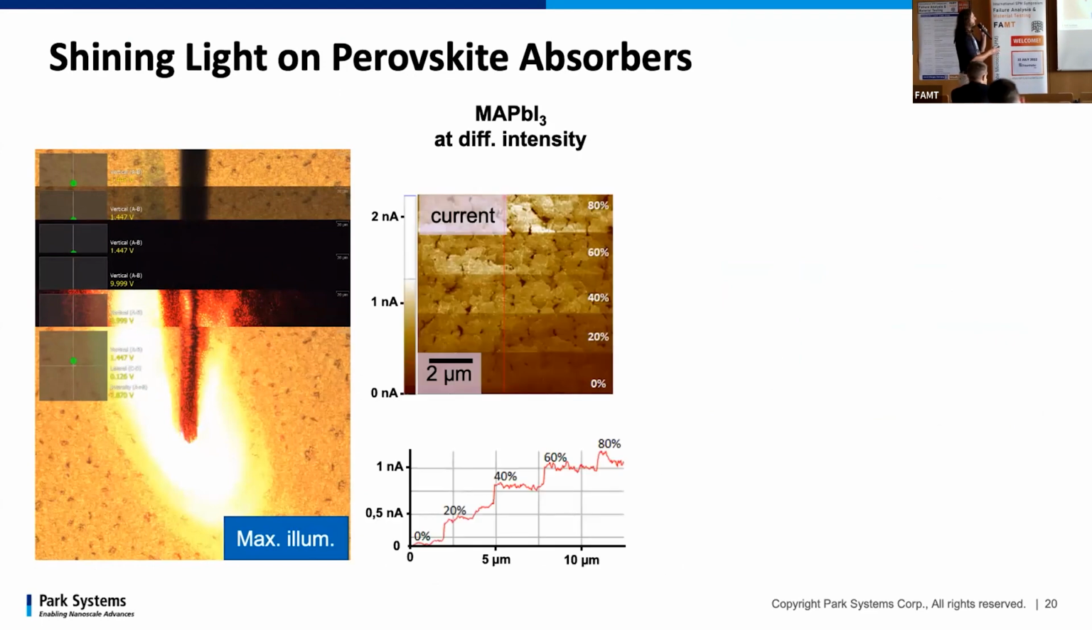Such an experiment we did, for example, at methylammonium lead iodide, the flagship of perovskite solar cells, where we saw basically different steps of current flow according to the light illumination achieved by the LED.